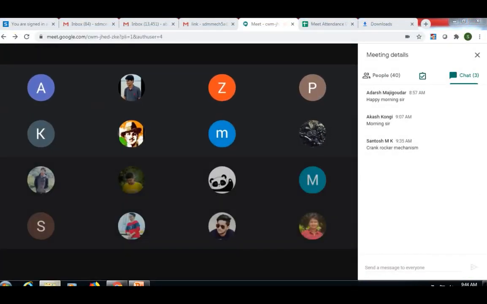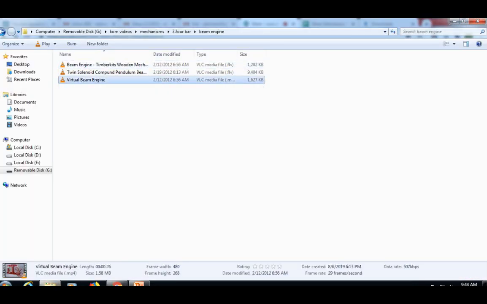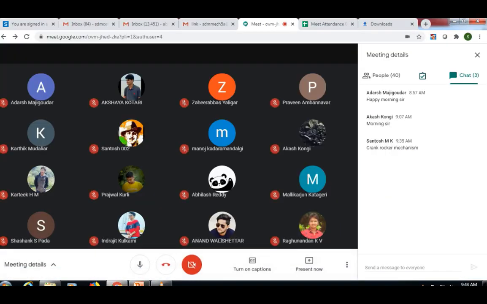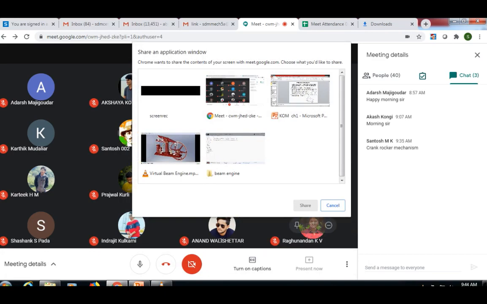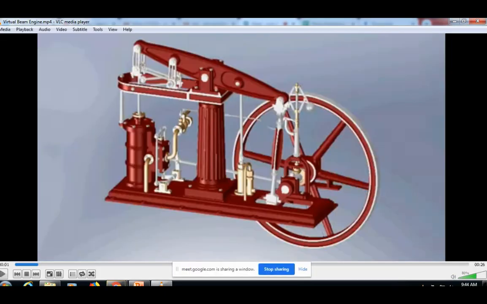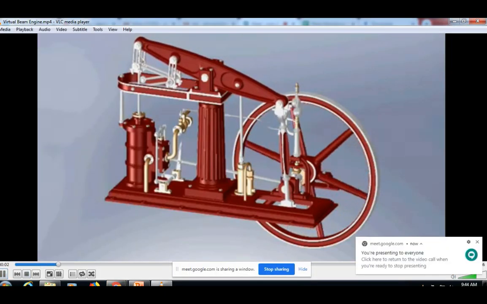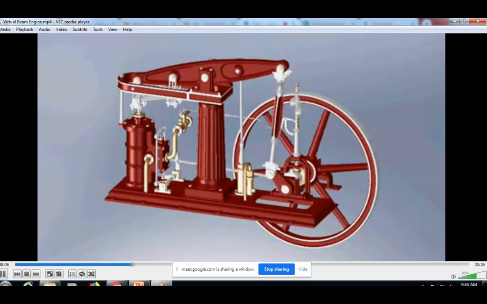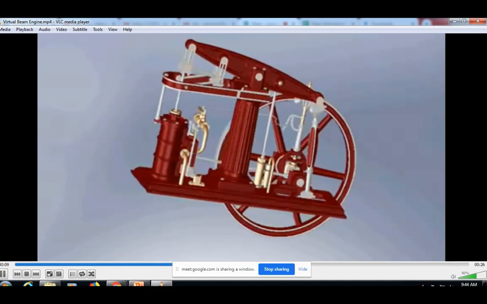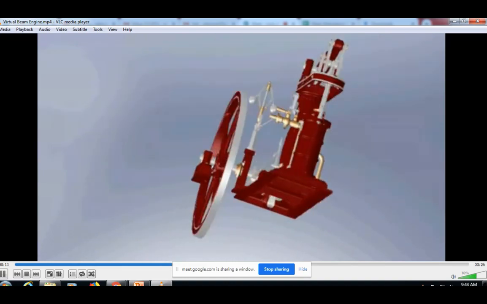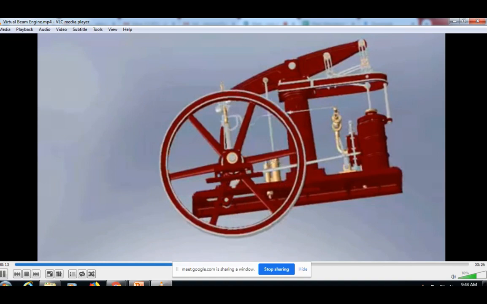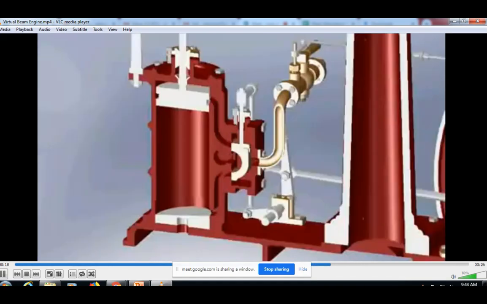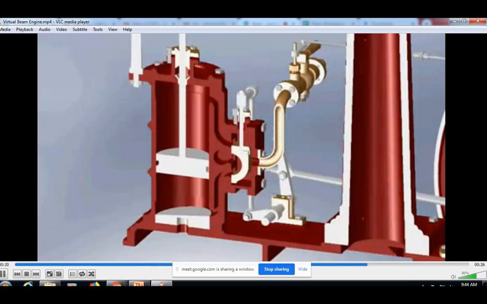Okay, I'll just show one more. Can see there. So rotary motion into reciprocating motion, you can see that.